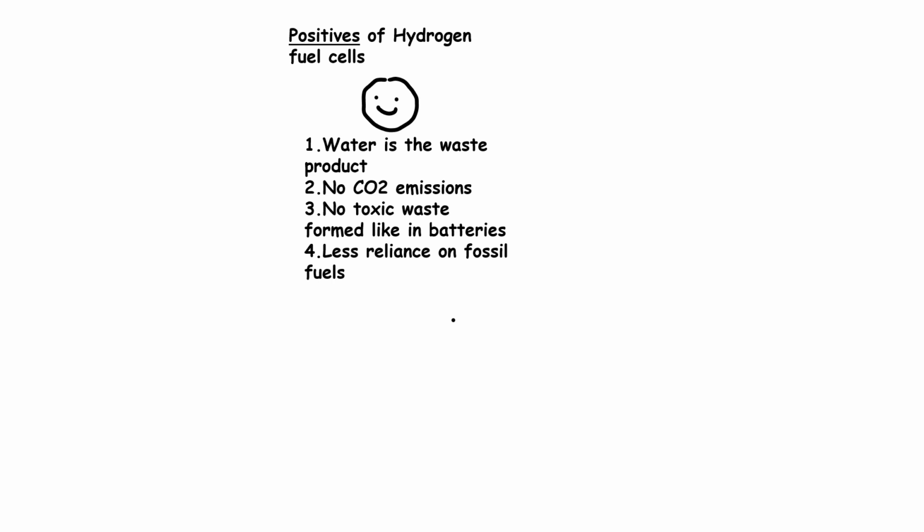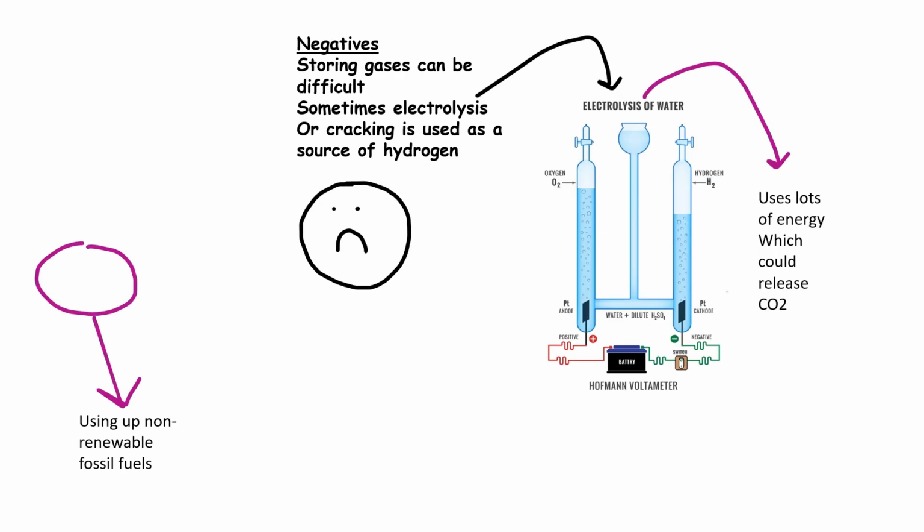Now, the positive aspects of hydrogen fuel cells is that water is the major waste product, H2O, and that's a pretty good waste product. There's no carbon dioxide emissions, so there's no greenhouse gases being released, no toxic waste like lithium and stuff from batteries. Now, the negatives, and they're also very efficient hydrogen fuel cells.